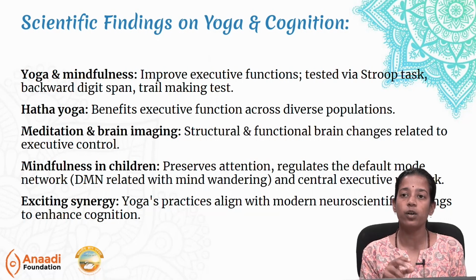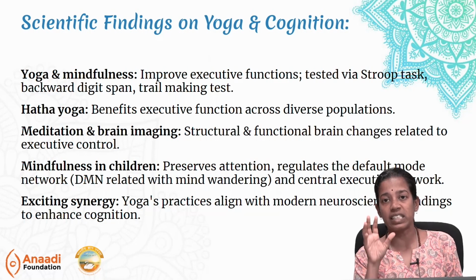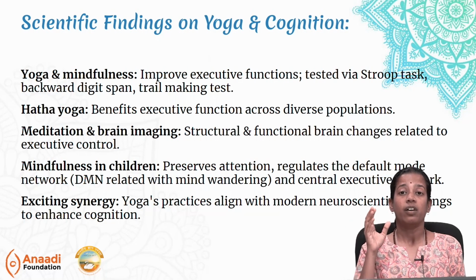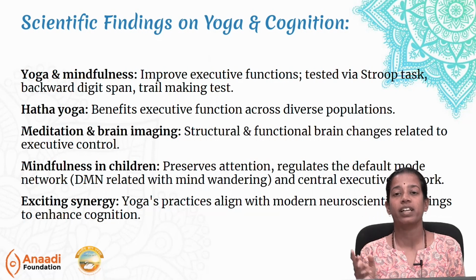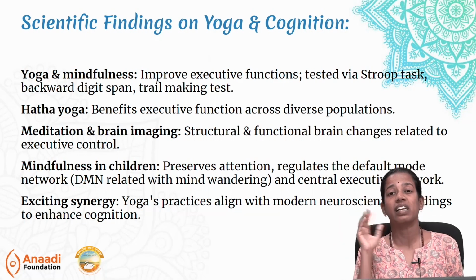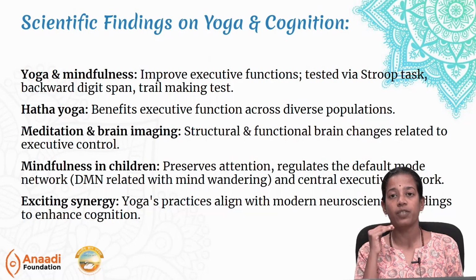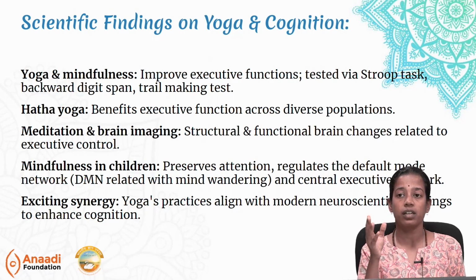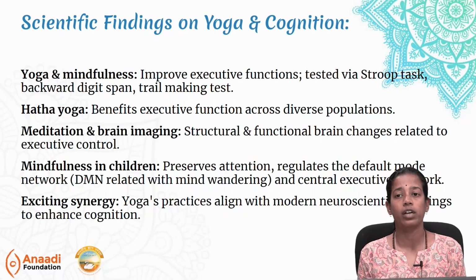It also regulates the default mode network. Now, what is this default mode network? It is the set of neurons situated at some place in the brain which are related with mind wandering and task unrelated thoughts, things that will divert us from the task at hand. Such things are ascribed to the default mode network or DMN.